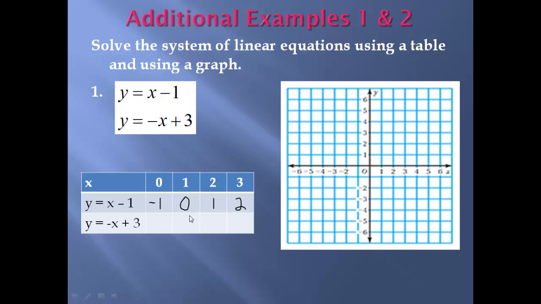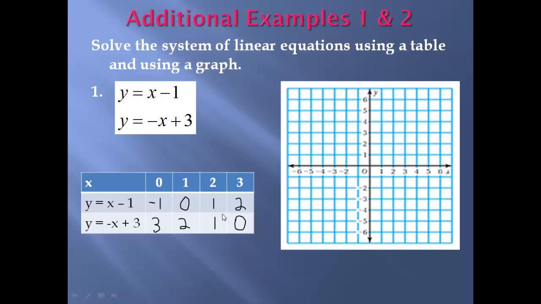We're going to do the same thing for our second equation. We'll first plug in 0. So negative 0 would just be 0, plus 3 is 3. Now we're going to plug in 1. Negative 1, plus 3 is 2. Now we're going to plug in 2. Negative 2, plus 3 is 1. And then we're going to plug in 3. Negative 3, plus 3 is 0.